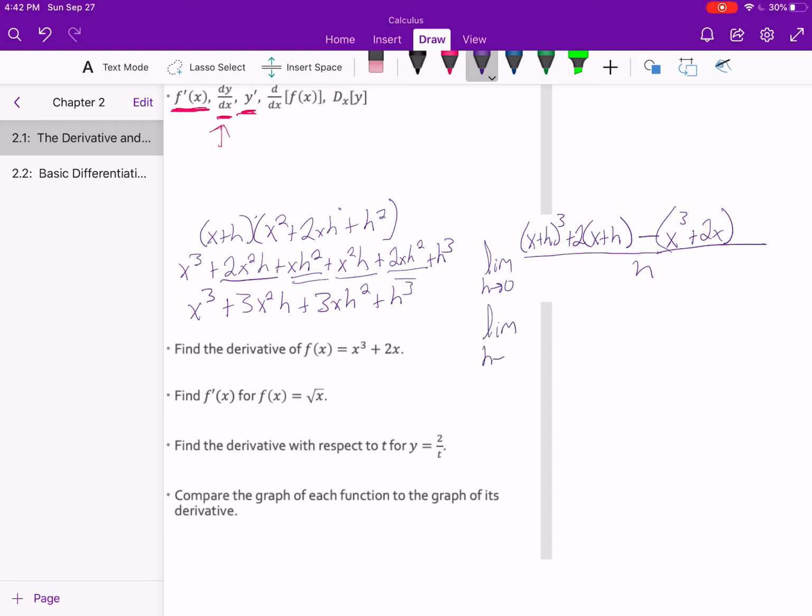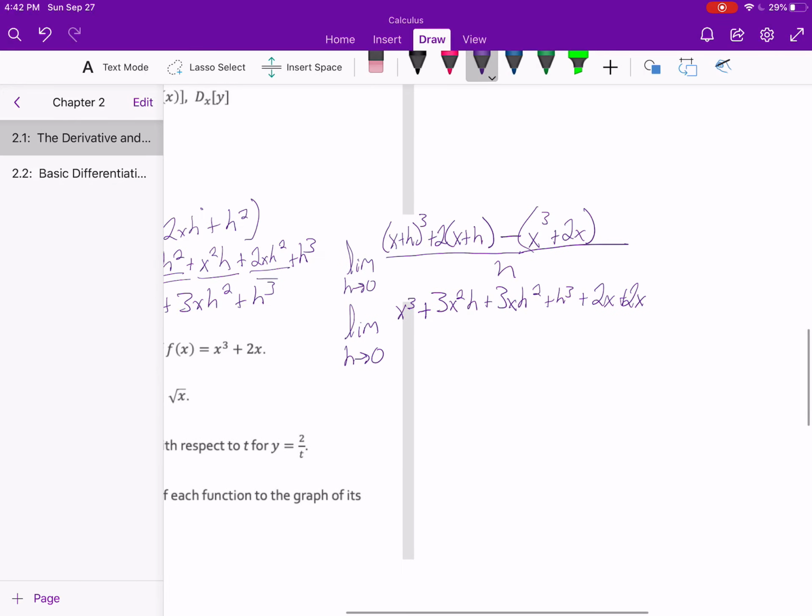So the limit as h approaches 0 of x cubed plus 3x squared h plus 3xh squared plus h cubed, and then we have our plus 2x plus 2h, and then minus, ooh, running out of room, minus x cubed minus 2x all over h. All right, it's normal sometimes if you get a lot going on here.